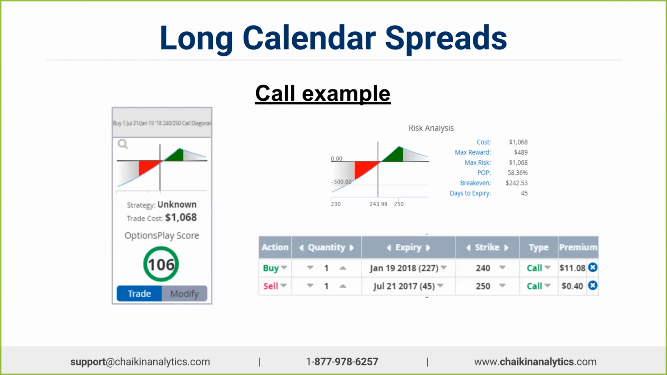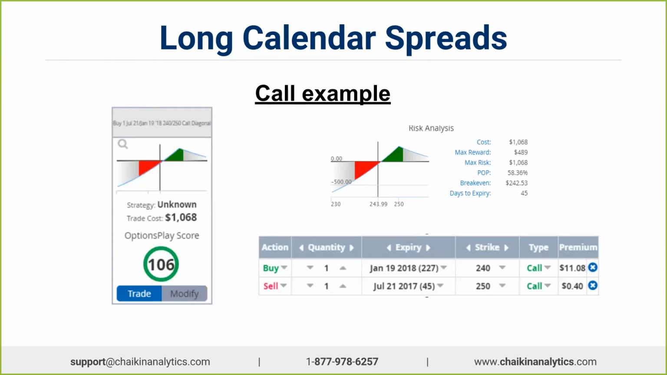So in the example you'll see here, I'm buying a LEAP, a long-dated option for January of 2018. At the time, it was 227 days away. It's closer now. And then we look to turn around and sell the July 21st option. And you see that's the calendar spread. That's the difference between buying one farther out and then selling one shorter.